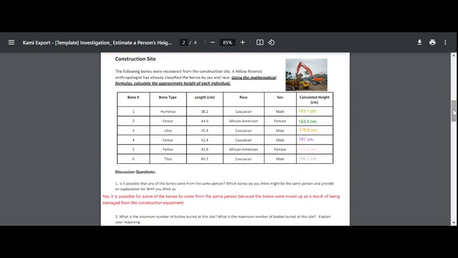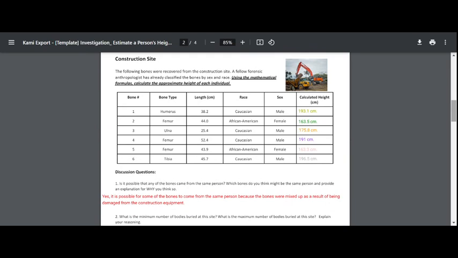All right, so for the construction site, it states the following bones were recovered from the construction site. A fellow forensic anthropologist has already classified the bones by sex and race. Using the mathematical formulas, calculate the approximate height of each individual.